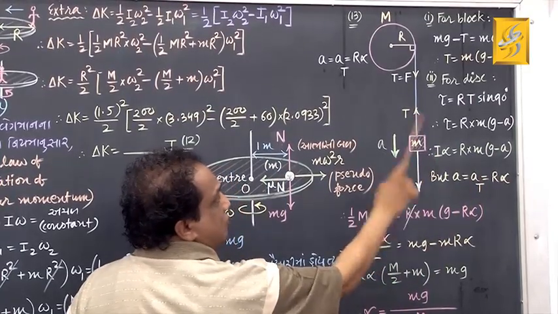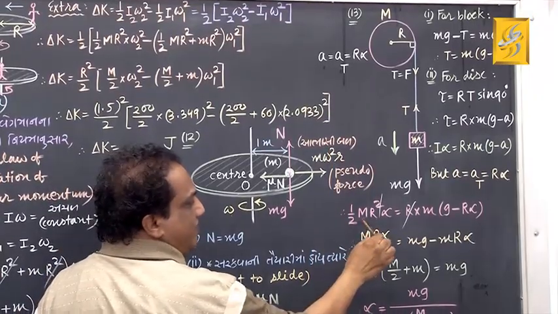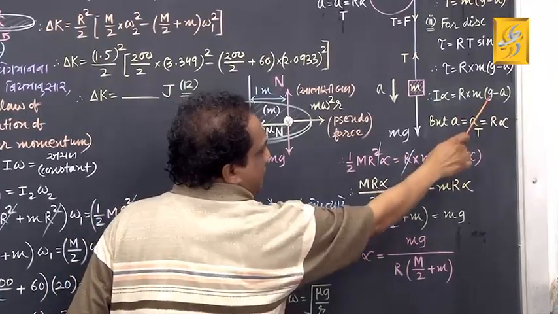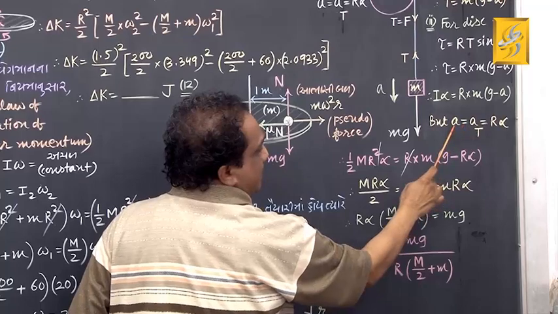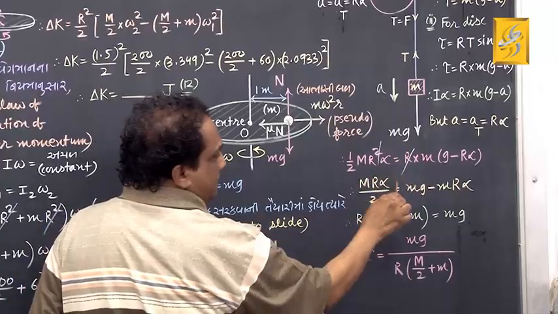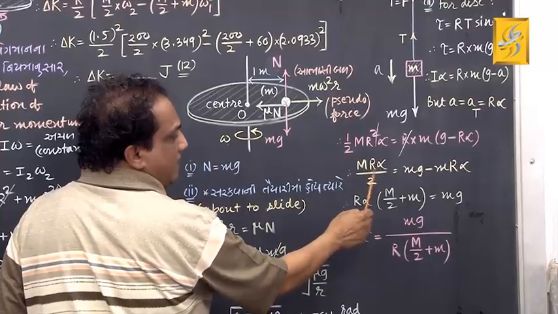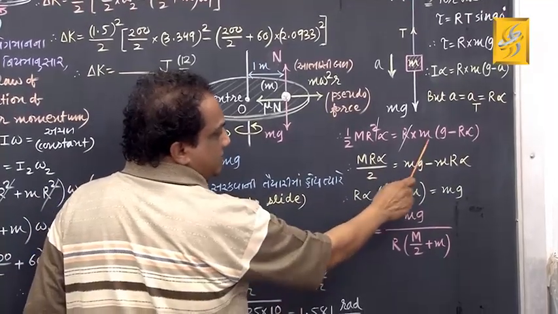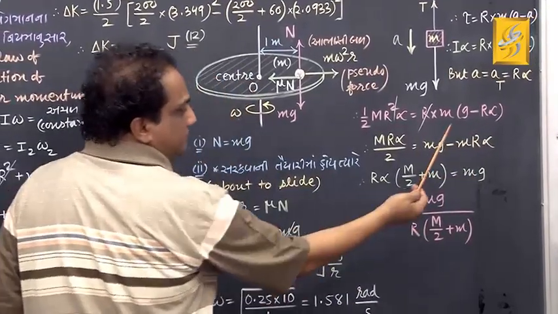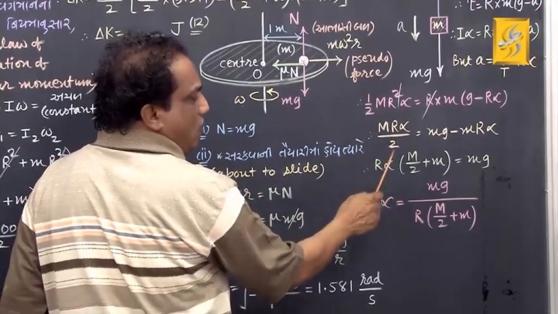The moment of inertia of a solid circular disc about an axis passing through its center perpendicular to its plane is half MR square into alpha, that equals capital R into m into g minus a. Instead of a, I should write R into alpha. Simplify now. One R is getting cancelled. What is left on the left side? M R alpha upon 2. This m as it is, just multiply inside, mg minus m R alpha. Transfer this part over here, from minus it will become plus, and then take R into alpha common.